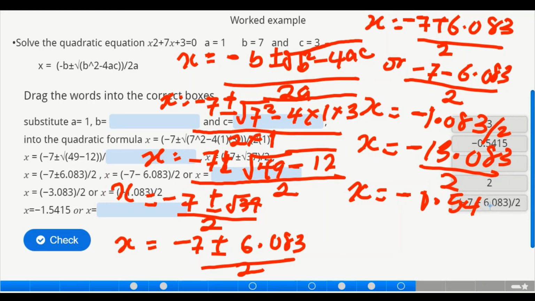5, 4, 1, 5. Now let's check the other one. Minus 13.083 divided by 2 is what? Minus 13.083 divided by 2 gives us minus 6.5415. And that gives us the solution to the interactive activities of this exercise.